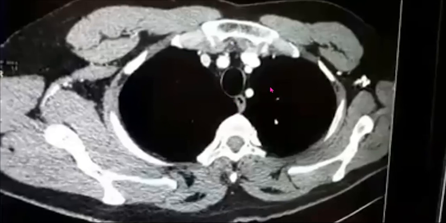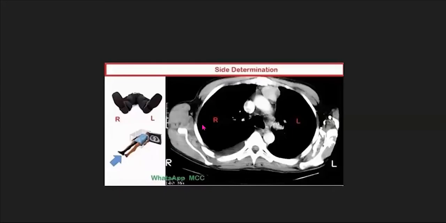First thing, we should learn how to determine the site. Let me show you a slide. Yes, remember, this is how to determine the side. Just imagine that the person is lying on the patient couch in a CT scanner, facing his left leg toward your right and his right leg toward your left. So this will become the left side and this will become the right side.